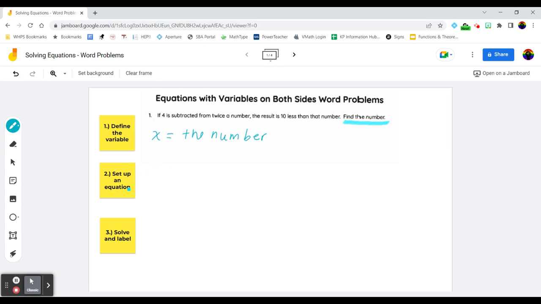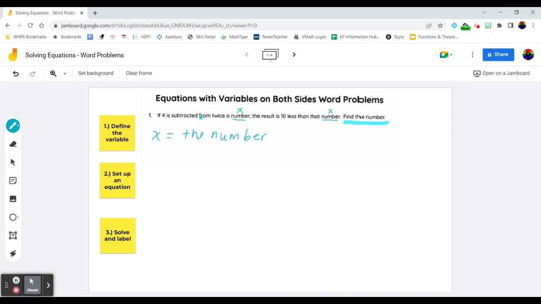Now my goal is to set up an equation. So I need to read through the problem and translate it to a math equation. It's telling me if 4 is subtracted from twice a number, so the number is going to be x, the result is 10 less than that number, which again is going to be x.